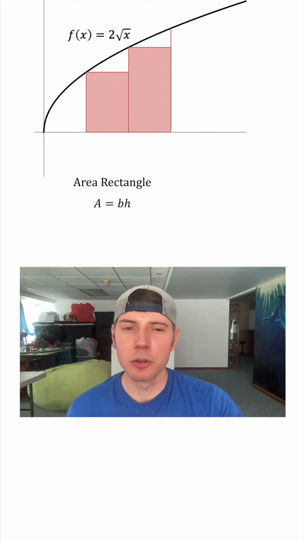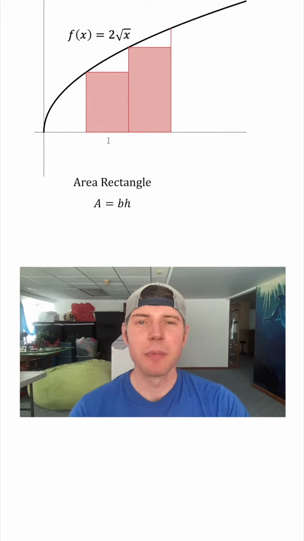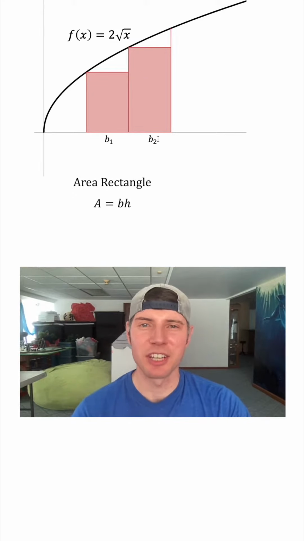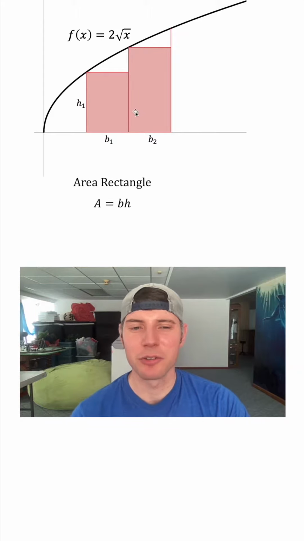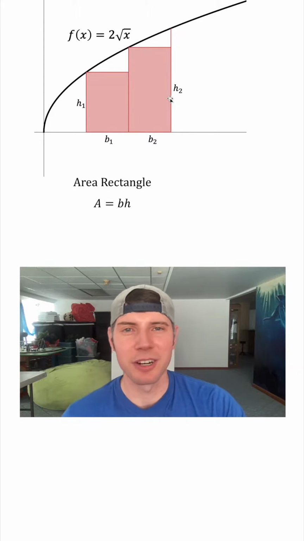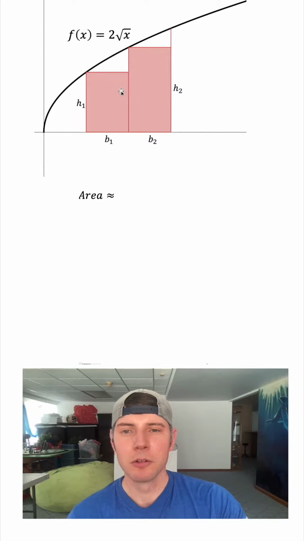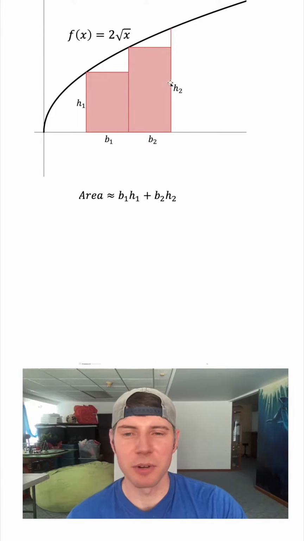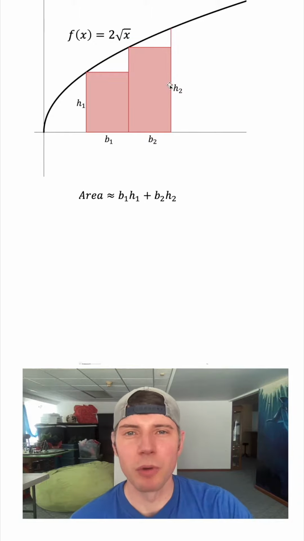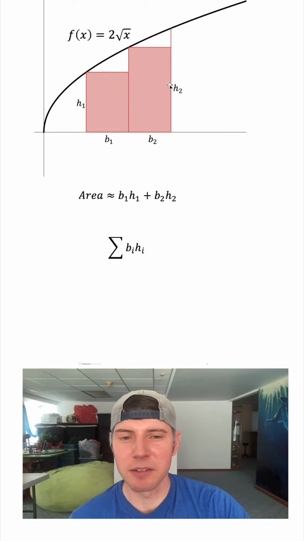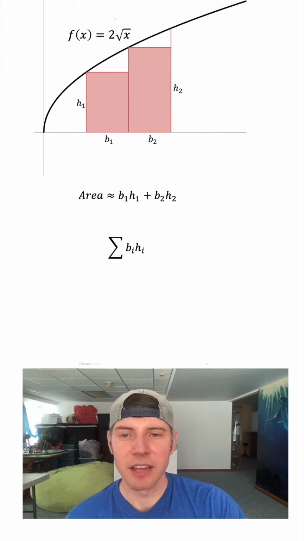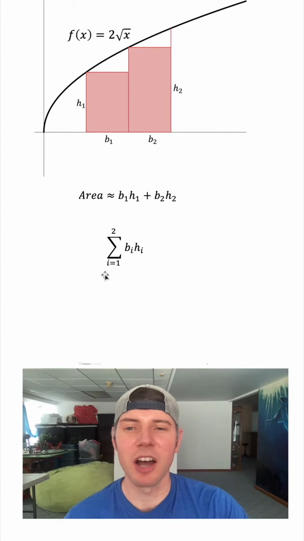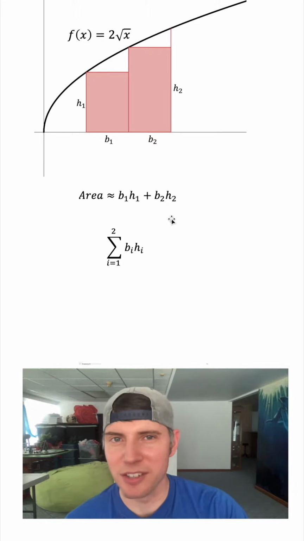I can cut it into two pieces and start using two figures to estimate it. Now I've gotten closer. This is the base of our first rectangle. This is the base of our second rectangle. This is the height of our first rectangle, and this will be the height of our second rectangle. So our estimate for the area would be the area of this first rectangle, b1 times h1, plus the area of the second rectangle, b2 times h2. And we can write this in sigma notation as the sum of bi hi, so that the i can change from 1 to 2. We'll start at i equals 1, and we stop at i equals 2. These are two ways to say the same thing.